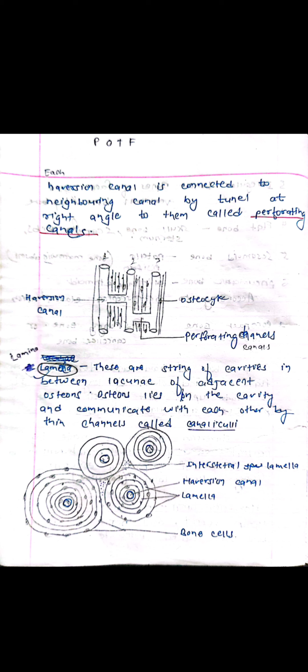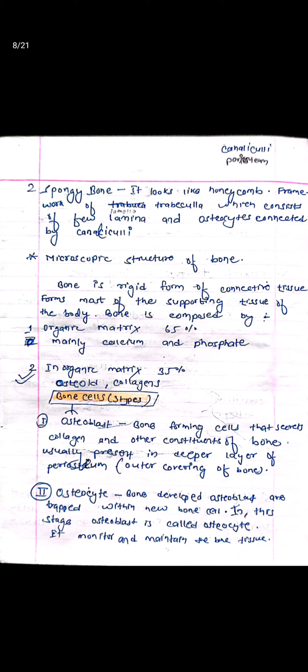Lacunae are the series of cavities between lamellae and adjacent osteons. Osteocytes lie in the cavities and communicate with each other by thin channels called canaliculi. Spongy bone looks like a honeycomb, a framework of trabeculae, which consist of few lamellae and osteocytes connected by canaliculi.